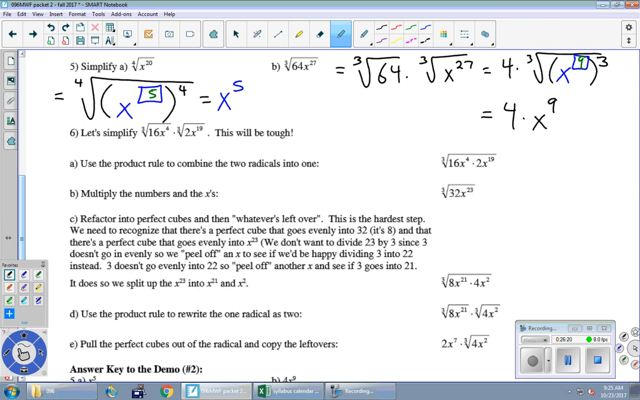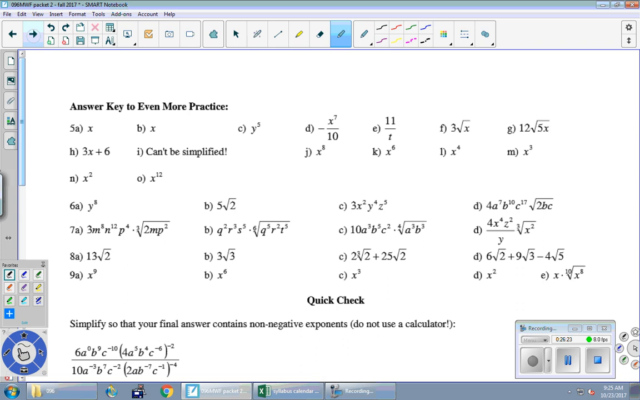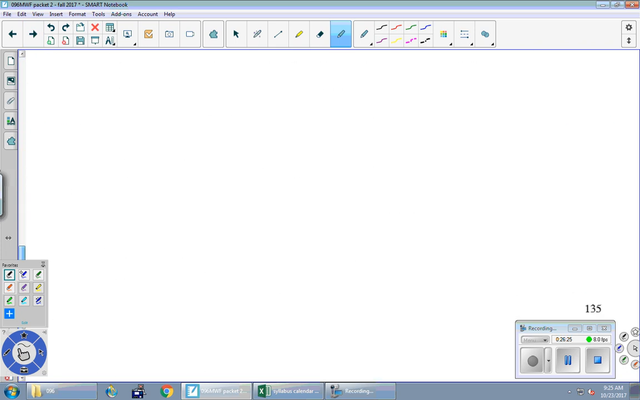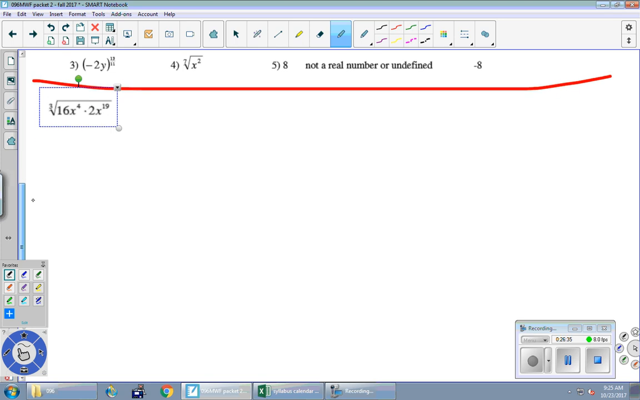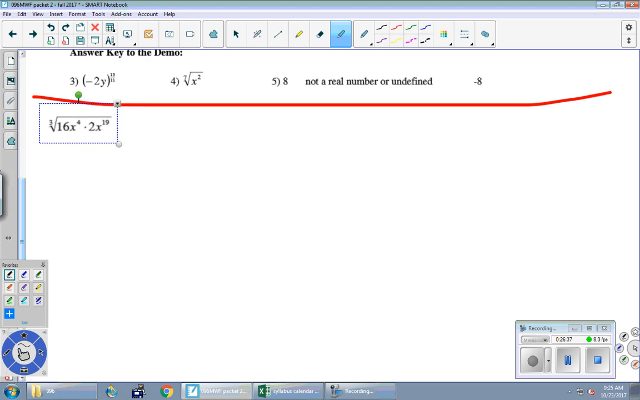It's all written out there, but I don't want us to just read. So can you join me on page 135? Go to page 135. And the reason I'm jumping to 135 is because it's got some space for us to do this problem out. So go ahead and copy. I've written it. I've taken a screenshot and put it up here. So this is the original problem. Cube root 16x to the 4 times 2x to the 19. Thank you.